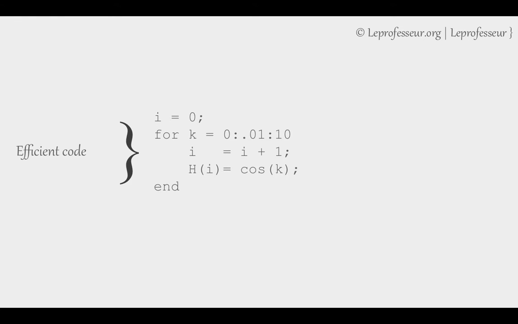Now let's talk about an example. In this example, we are using a for loop. The looping variable k goes from 0 to 10 in increments of 0.01, and we are calculating h. At each point of h, we are calculating the value of cosine k. So think about how we can change this for loop to a matrix.